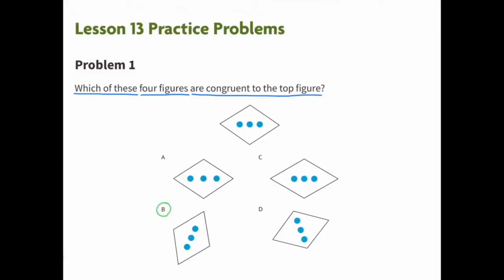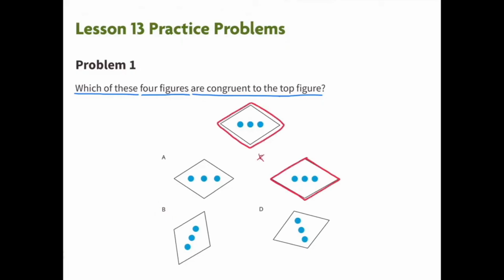Figure B appears to be congruent with the original figure. The side lengths, the angles, and the dots all appear to be the same measure as the original figure. Figure C is pretty close. However, I think the side lengths might be slightly larger on figure C than they are on the original figure. And figure D is not congruent with the original figure either because the dots on figure D are vertical compared to the dots on the original, which are horizontal.